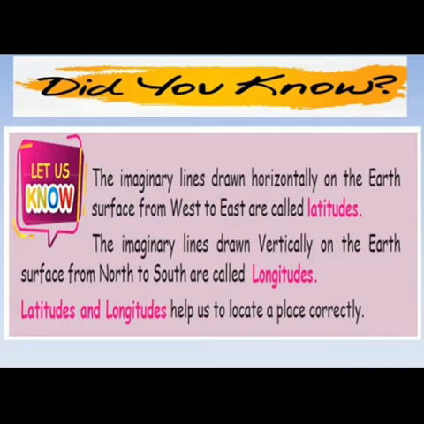And if you draw vertical lines from north to south, you are drawing imaginary lines from north to south in a vertical manner, then it is called longitudes. So what are latitudes and longitudes? Both are imaginary lines. Latitudes are drawn horizontally, from west to east. Longitudes are drawn vertically, from north to south.